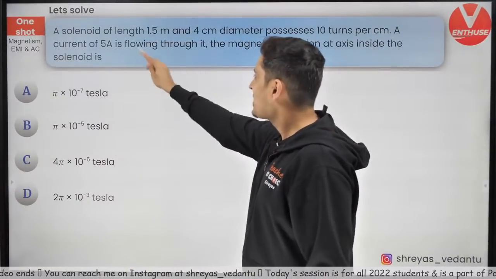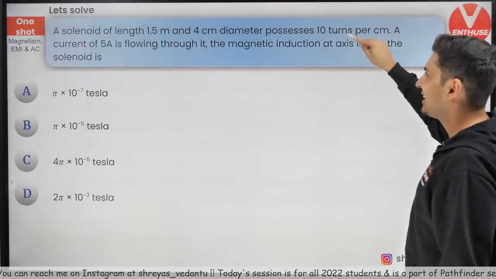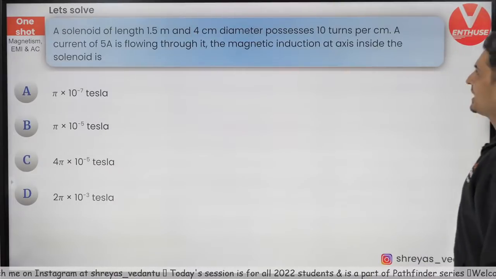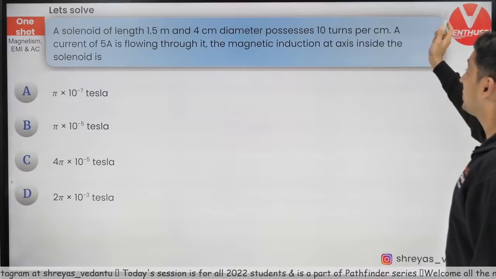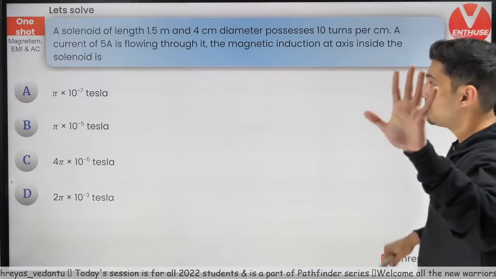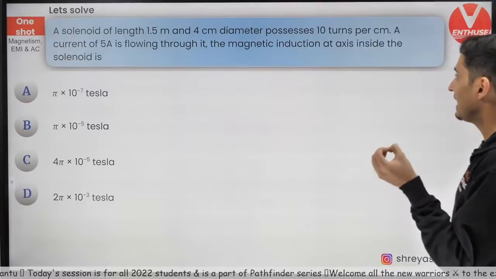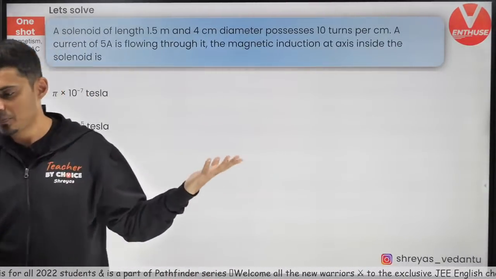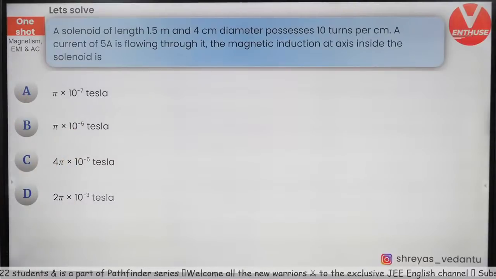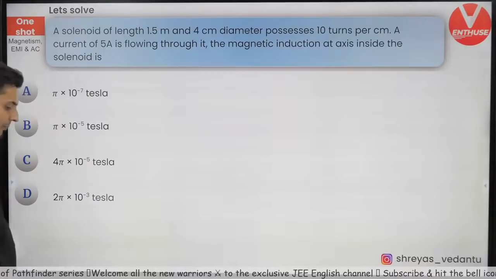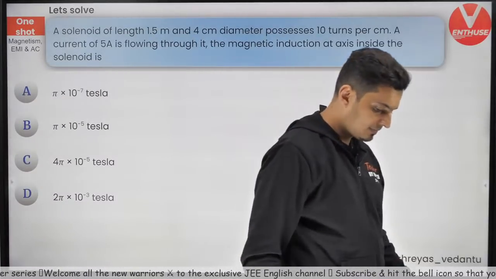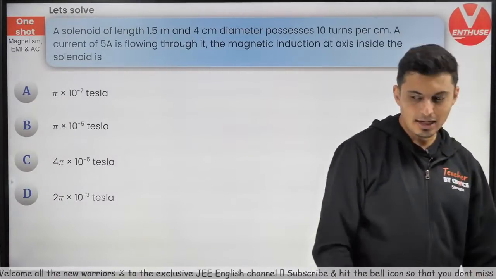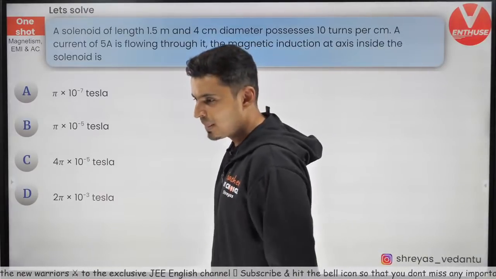Next question. Here it is. A solenoid of certain length and certain diameter possesses 10 turns per centimeter. Current of 5 amperes is flowing through it. The magnetic field at the axis of the solenoid is how much? Come on, calculations are there. Try to calculate it and see how much is the answer that you are getting. It's not that difficult. You can get it. Try it out for sure.